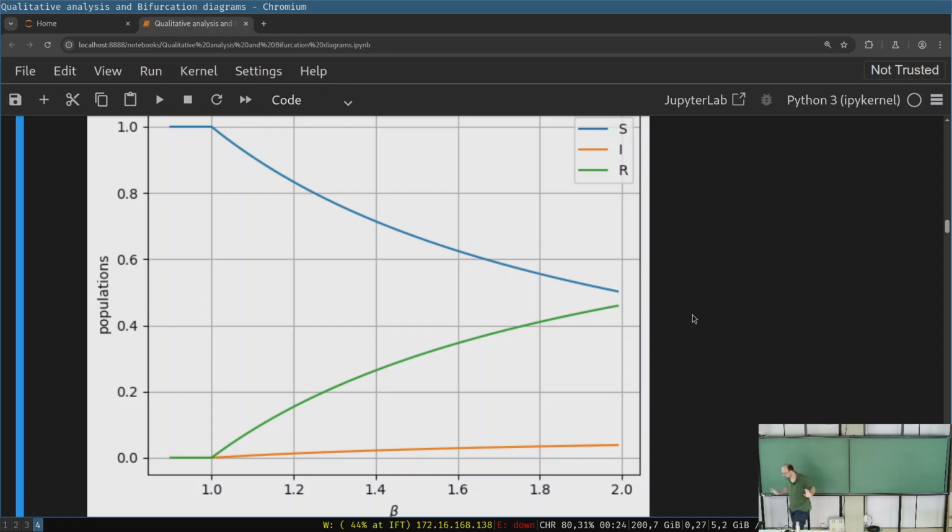Good. And the only bifurcation here is this point here. You see that when you look at the plot, it is the point where there's a kind of discontinuity, right? There's a kink over here, yeah? Okay.